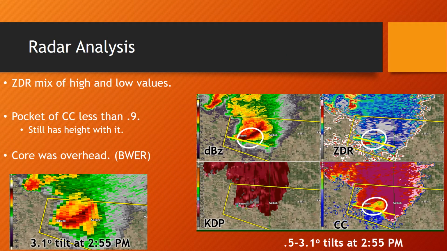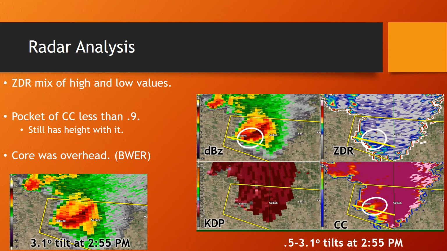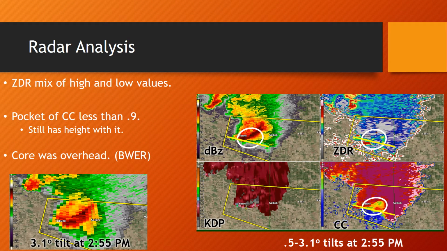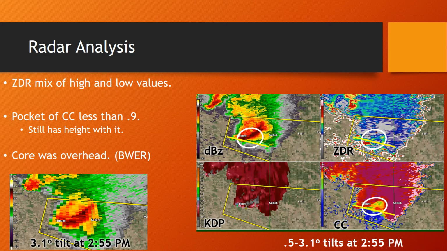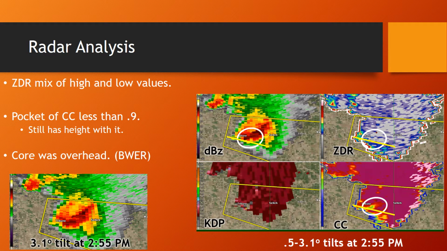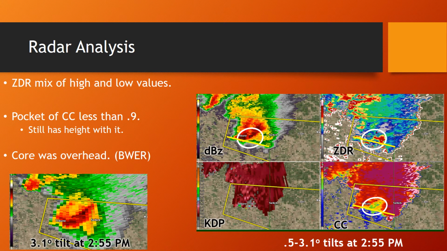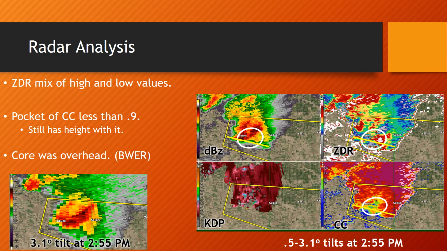Skipping ahead to 2:55 p.m., the storm is now mostly east of Tribune at this time. ZDR continues to be no help as we have a mix of high and low values. I've circled there on the right in the radar imagery where the low CC values are in the white circle there.